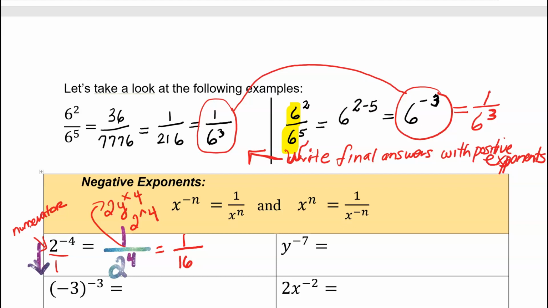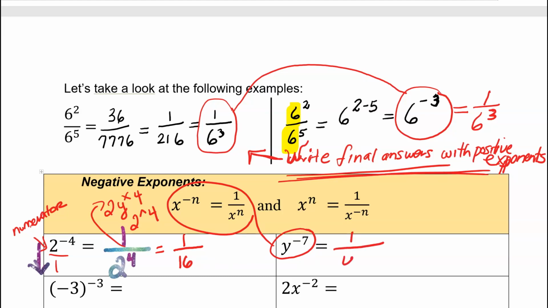Next, we have y to the negative 7. All right, this y is a variable, but we're going to treat this the same way. The rule is always write your final answers with positive exponents. So the only thing we have to do for this particular problem is ensure that our exponent is positive. So what is y to the negative 7? This is basically the rule we're using right here. What is y to the negative 7 equivalent to? 1 over y to the positive 7.